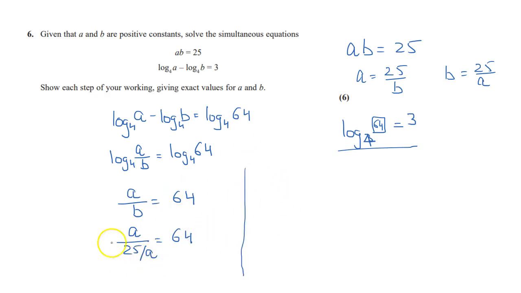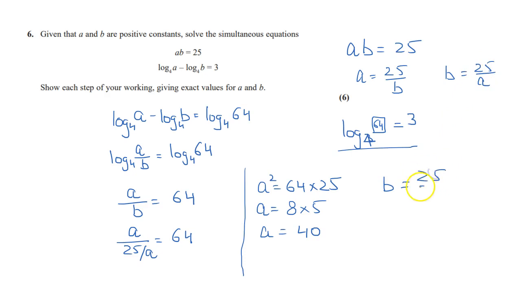So it shows that a squared is equal to 64 multiplied by 25. So a will be root 64 is 8 and root 25 is 5. So a is 40. And b, we can use from here, 25 over a, 40. 5 times 5 is 25 and 5 times 8 is 40. b is 5 over 8. I think it's a very easy question of 6 marks.